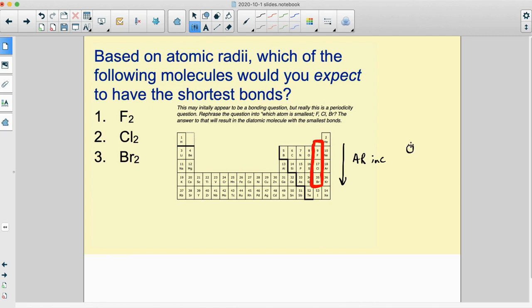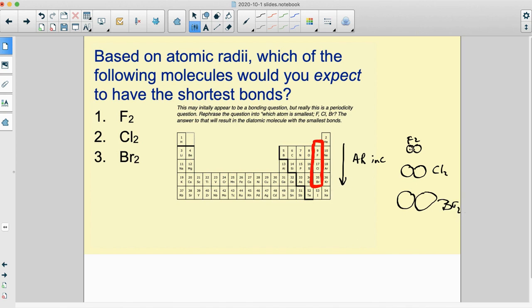So as the atomic radius increases, here's F2. Then we have slightly larger, this is going to be Cl2. And then larger still. Let's try to make those atoms a little neater. So Cl looks like this, Cl2, and then Br, again adding an extra shell of electrons. The atom increases in size even more, and we have Br2.